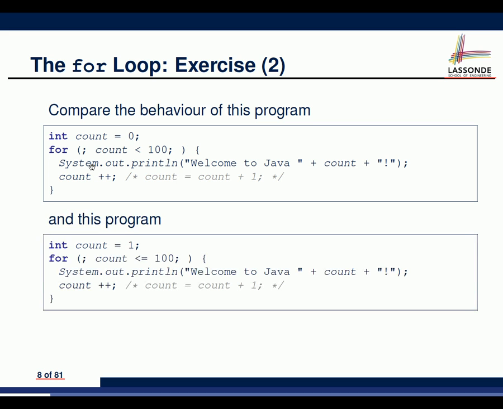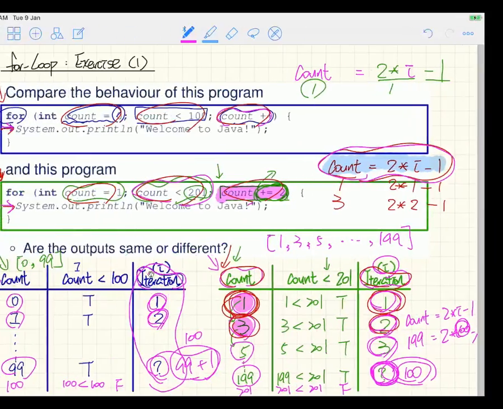What about the second version? In the second version, you can see the initial value is 1 rather than 0. And the state condition is less than or equal to 100 as opposed to less than 100. So now we want to figure out if these 2 loops will give you the same output at runtime. Okay? So let's see over here.